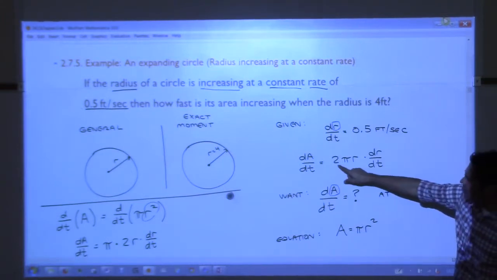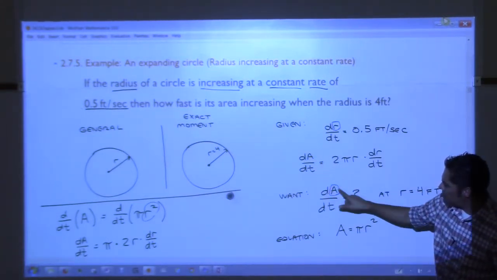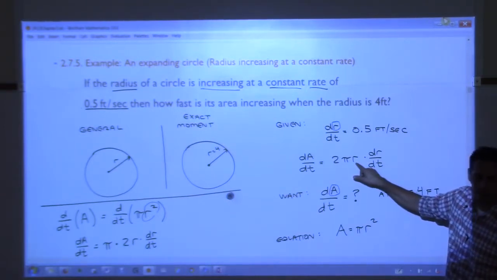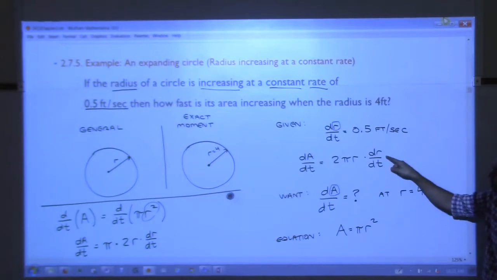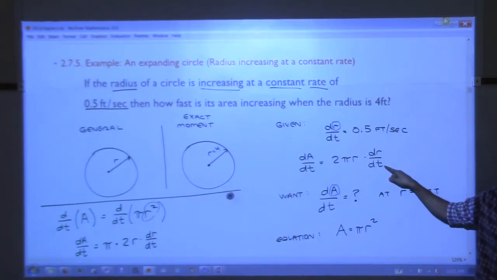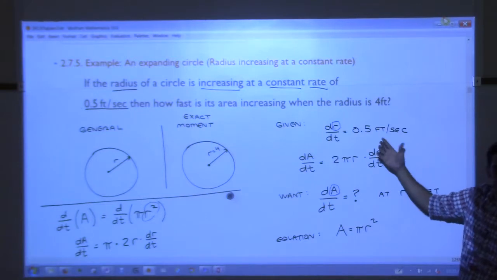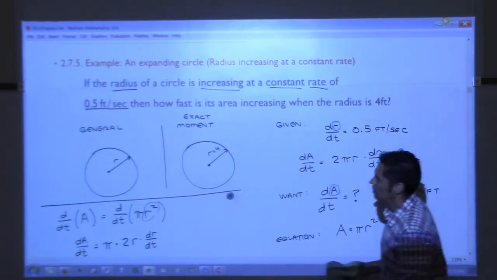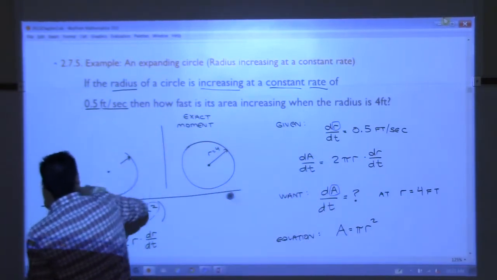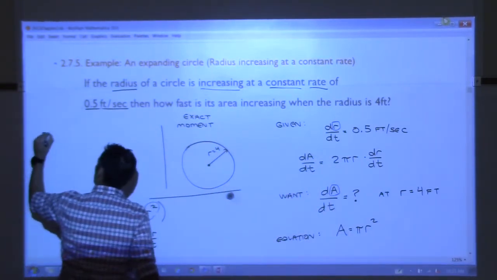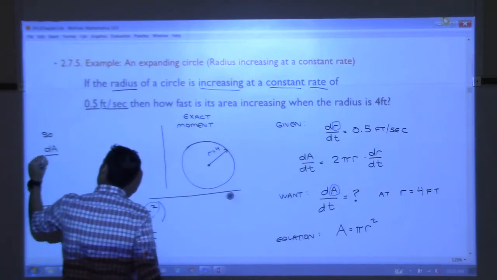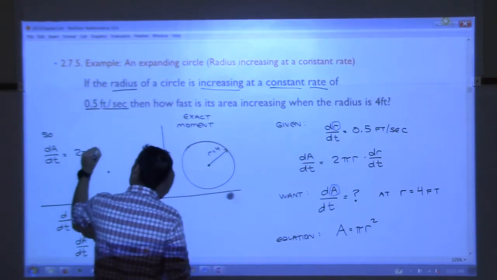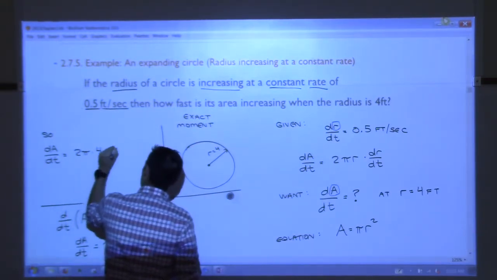So, in order to figure out how fast the area is changing with respect to time, which is what I wanted, I need to know the radius at that instant in time. Do I know the radius at that instant in time? It's 4, right? Do I know how fast the radius is changing with respect to time? Yes, it's 0.5. So I'm sorry, I have to erase. dA/dt will be equal to 2 times pi times 4 times, I'm going to put 1/2 instead of 0.5.